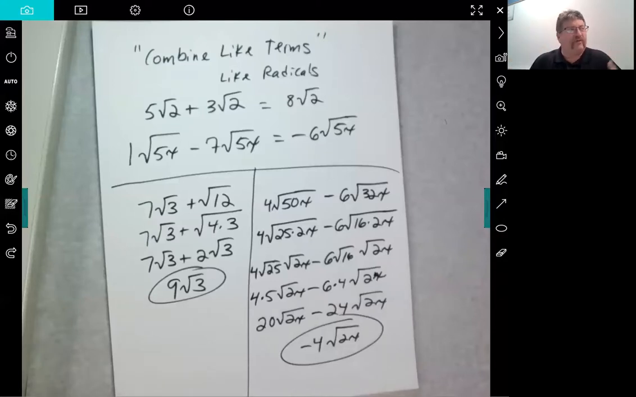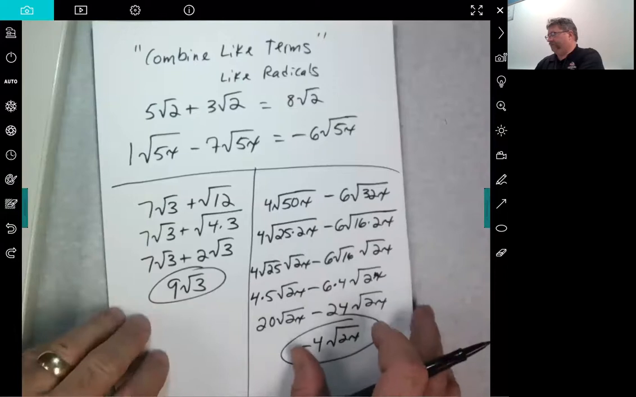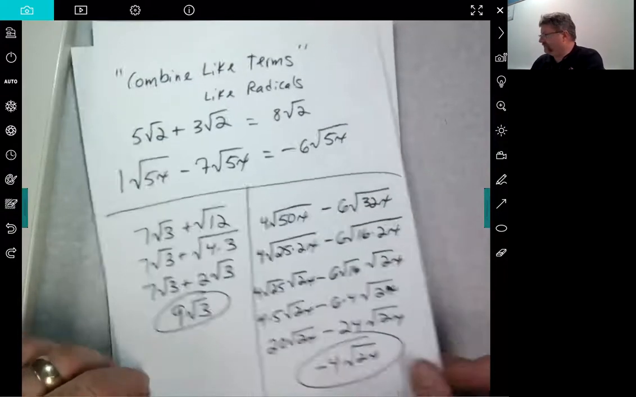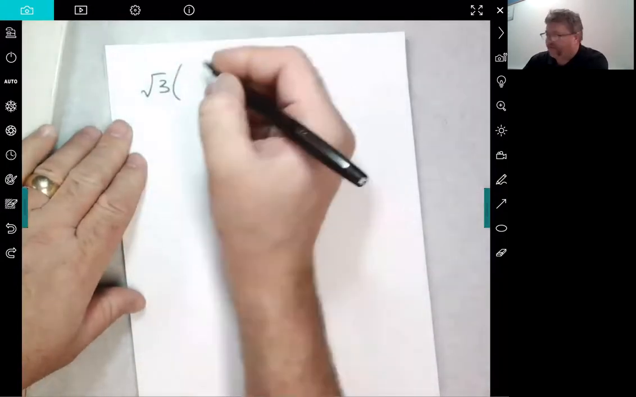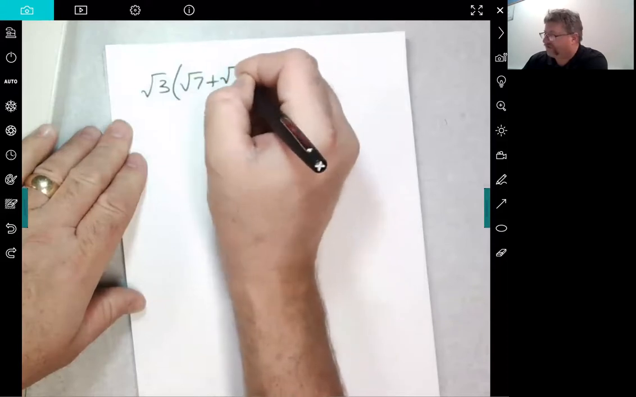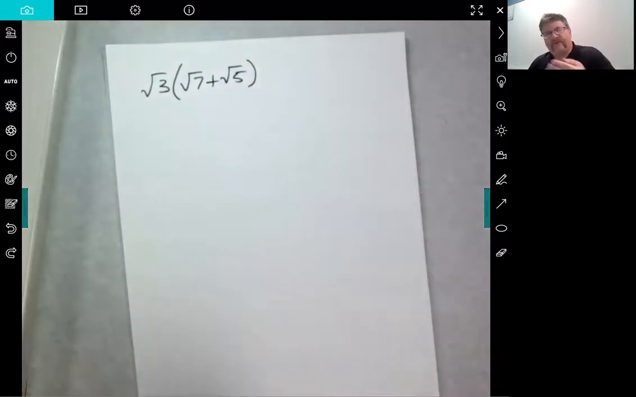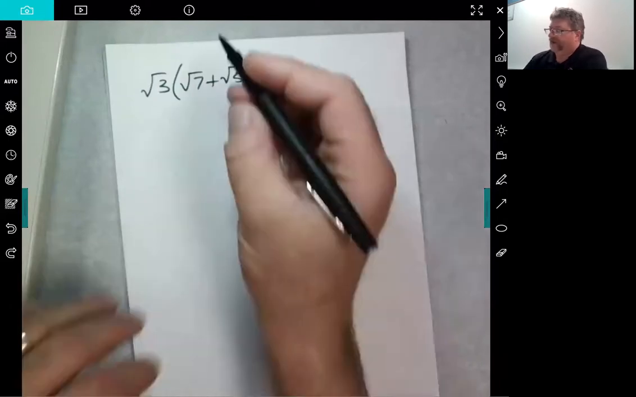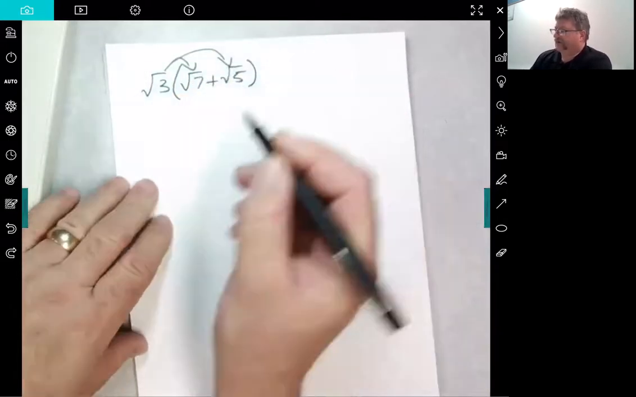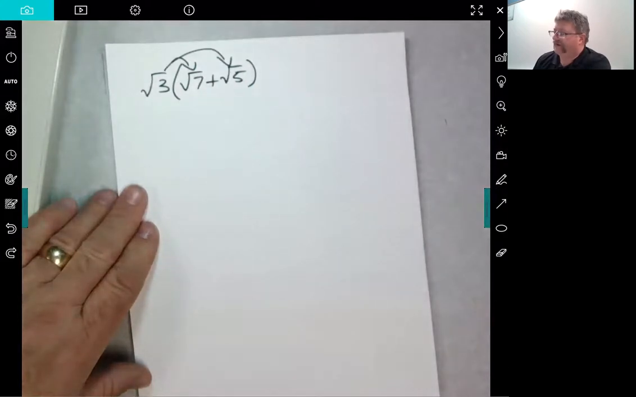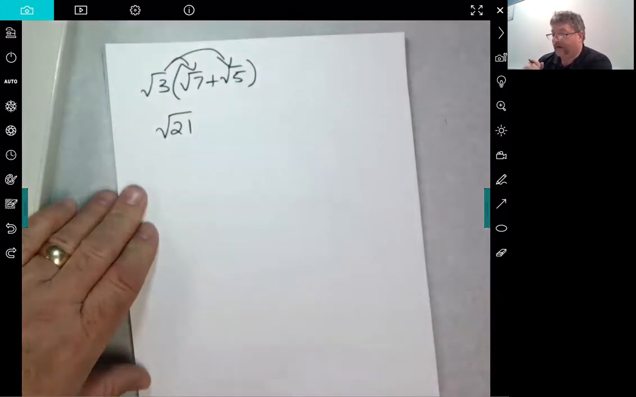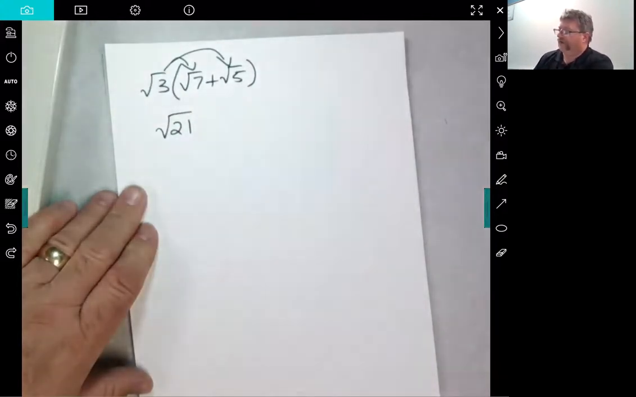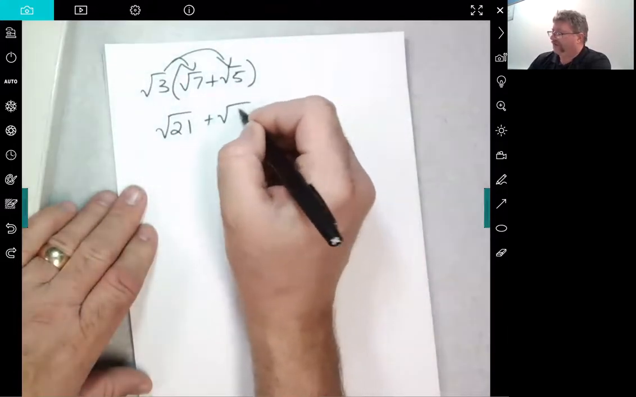I hope. Other properties also apply now with radicals, like the distributive property. Radical 3 parentheses, radical 7 plus radical 5. We distribute that radical across just like anything else. Radical 3 times radical 7 is going to be radical 21. Now, remember, I don't need like radicals to multiply. I do to add and subtract. Radical 3 times radical 5 is going to be radical 15.